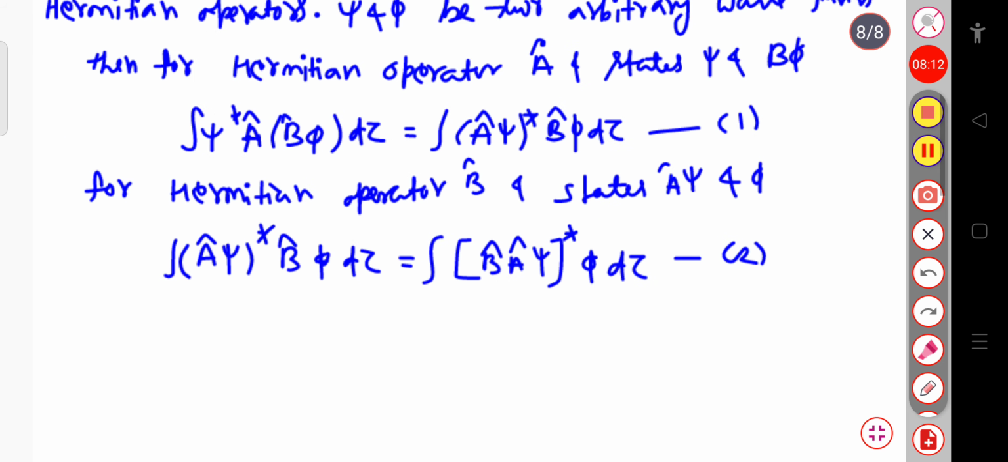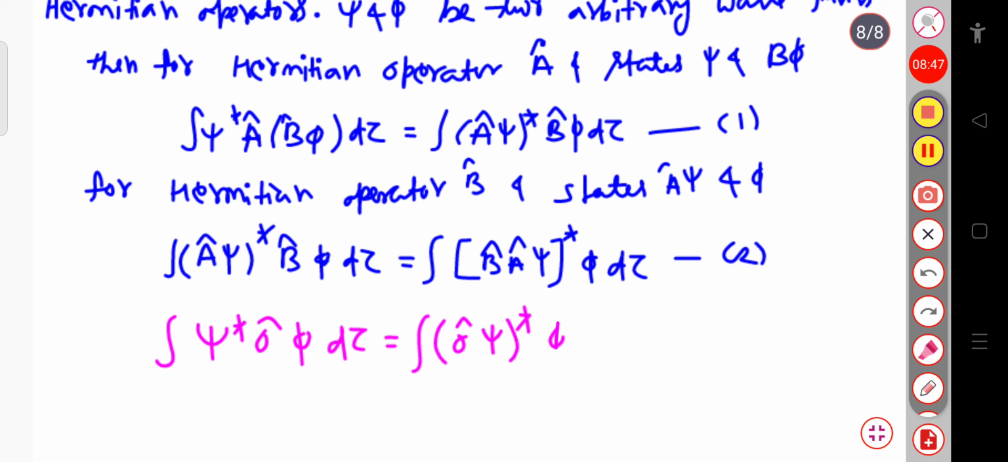So from equations 1 and 2 you can see these terms are equal, that is, A cap psi whole star B cap phi d tau equal to psi star A cap B cap phi d tau, and that is equal to integration over B cap A cap psi whole star phi d tau. So now we can write this term equal to this term. Actually what we are doing is, in the case of a Hermitian operator we know that psi star, any operator, and then the other operator d tau, is equal to the operator with psi whole star and phi d tau. In this way we can represent.